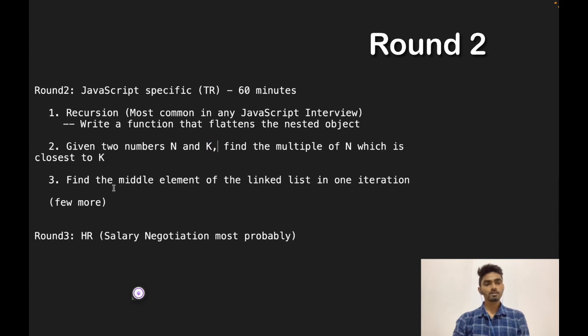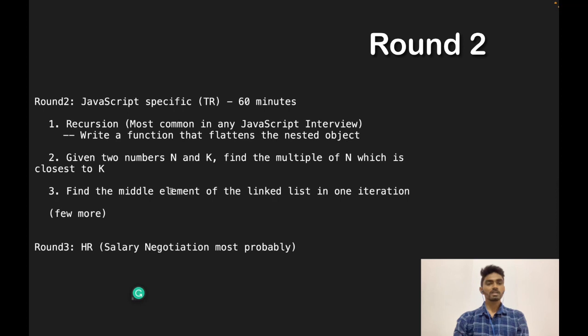And the third question is: find the middle element of a linked list in one iteration. This can be solved using the two pointer approach. I think this problem is directly from LeetCode.